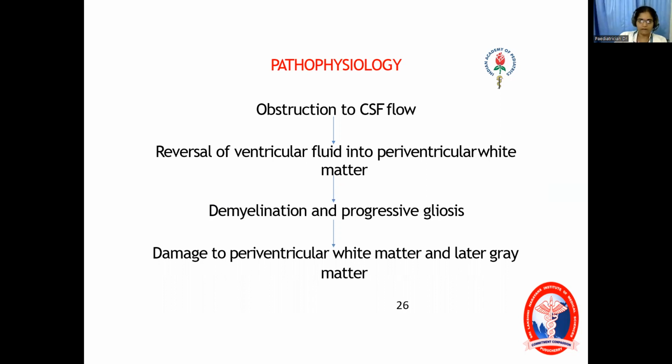I repeat again. Thus, there is obstruction to the CSF flow, reversal of ventricular fluid into the periventricular white matter, demyelination and progressive gliosis, and damage to the periventricular white matter and later gray matter.